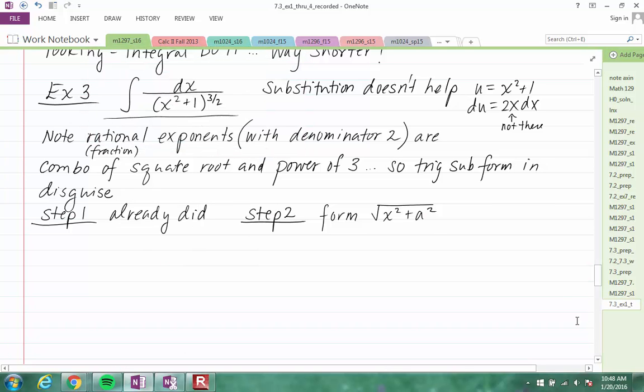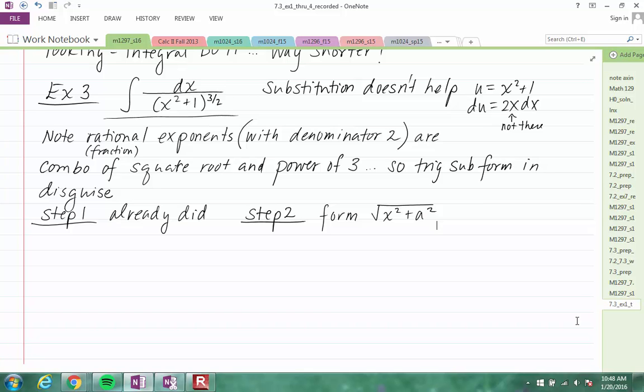Section 7.3, example 3, is the integral of 1 over (x squared plus 1) to the 3/2 power. So it looks pretty simple, but turns out it's not something we can just evaluate right away. You may want to look at the exam 1 formula sheet, just to verify we don't have an integral of this form that is given.